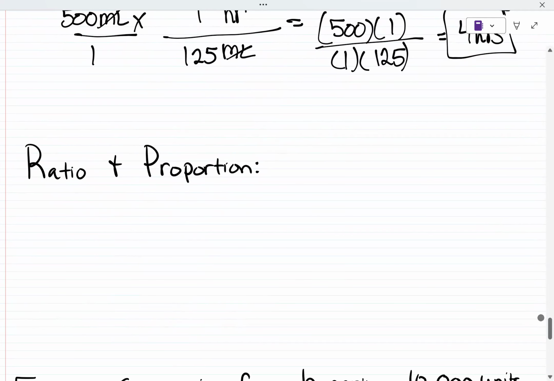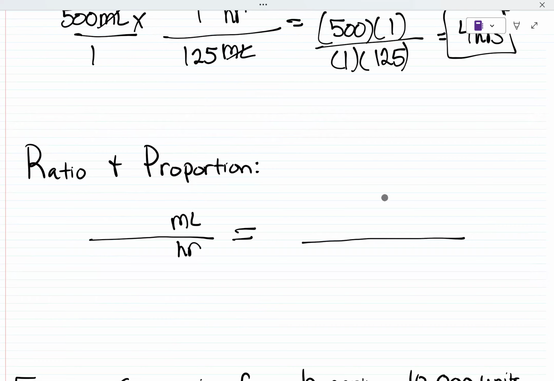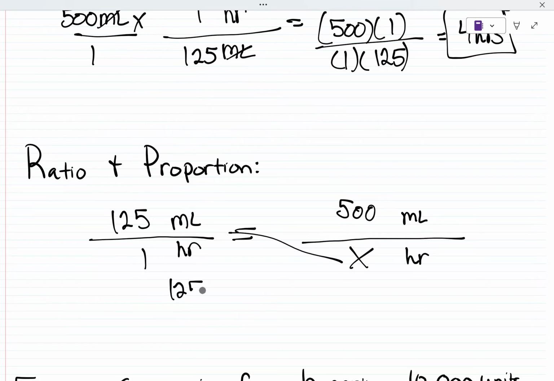Okay. And then let's do ratio proportion. Fraction, milliliters per hour, milliliters per hour. So we had a rate of, for 1 hour, there was 125 milliliters, and we were given 500 milliliters, but we want to know the hour. That's our unknown. Cross multiply is 125x equals, so 1 times 500 is 500, and then divide this by 125, and you get 4 hours.